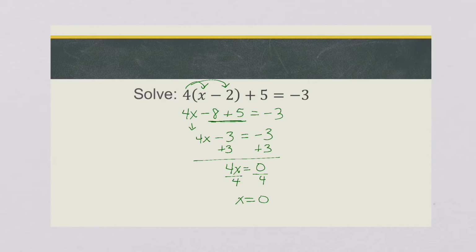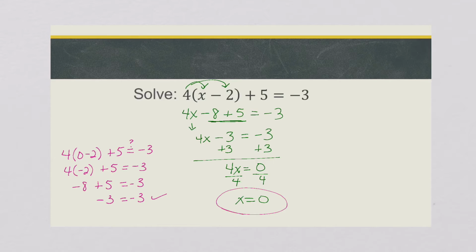So now we can test that out. 4 times 0 minus 2 plus 5, does that equal negative 3? 0 minus 2 is minus 2. 4 times negative 2 is negative 8. Negative 8 plus 5 is negative 3. So x equals 0 is my answer.